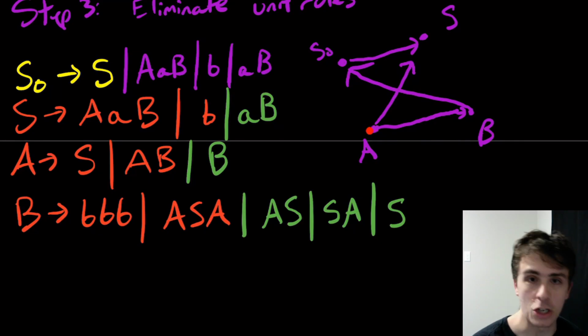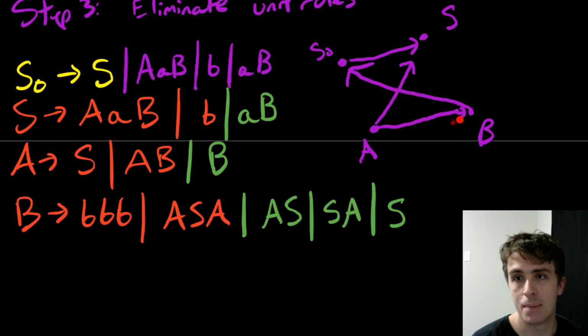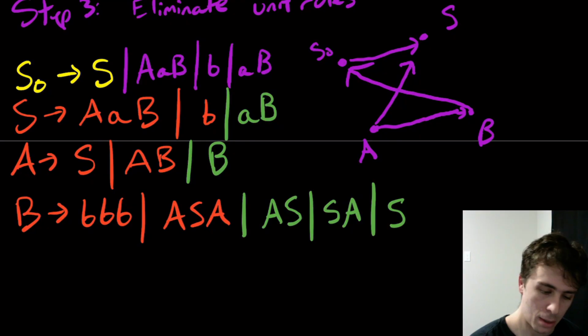S0 can't reach A, so we don't have anything to do there. S0 can't reach B in any way in this graph, which is good. The only way we could have gone to B is if we went to A, because that's the only thing that goes into B. S can't go anywhere, so that's great. A can go to S, and we can see that by this unit rule.